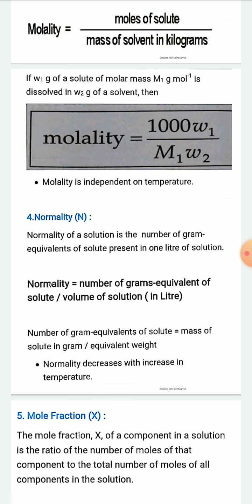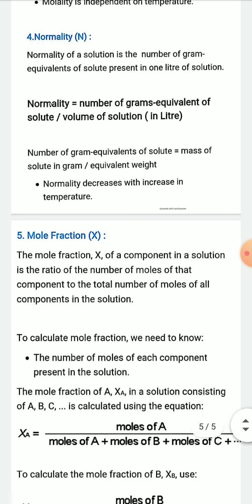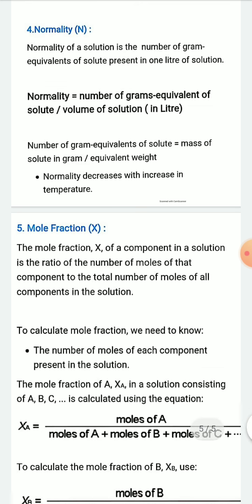And one important point that you have to remember: molality is independent of temperature. Next type of unit of representation of concentration of a solution is normality. It is represented by capital N.